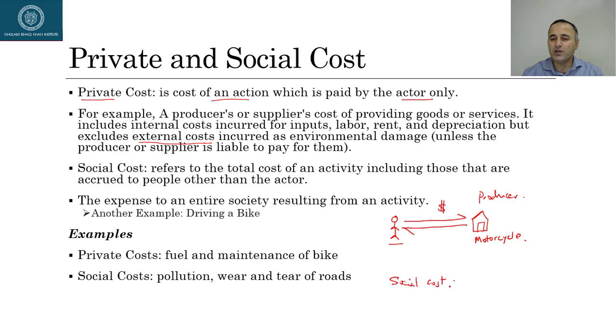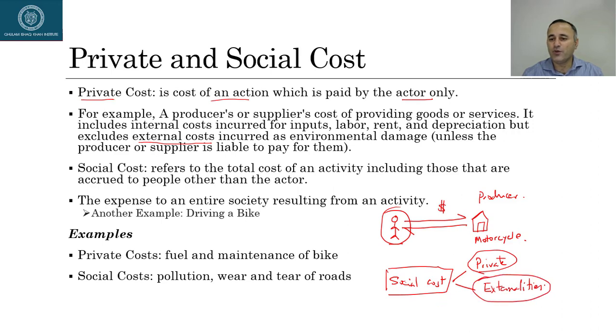Social cost includes the private cost and the externalities. Social cost of any transaction is normally more, because there is a private cost, and this individual is also part of the society, but of course there are some externalities as well. If we add those externalities, the social cost is more. It is the expense to an entire society resulting from an activity. Example: driving a bike. Same example.